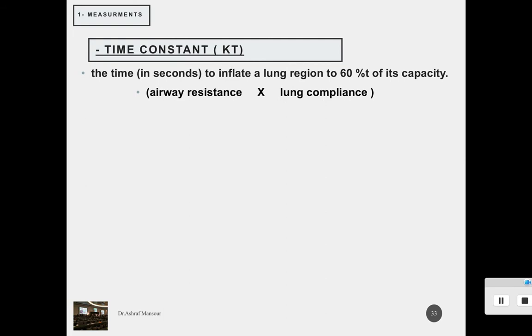The 60% is not important for us. The important one for us is the 95%, which represents 3 time constants. So by measuring 3 time constants, we can calculate how much inspiratory time we need for the baby.